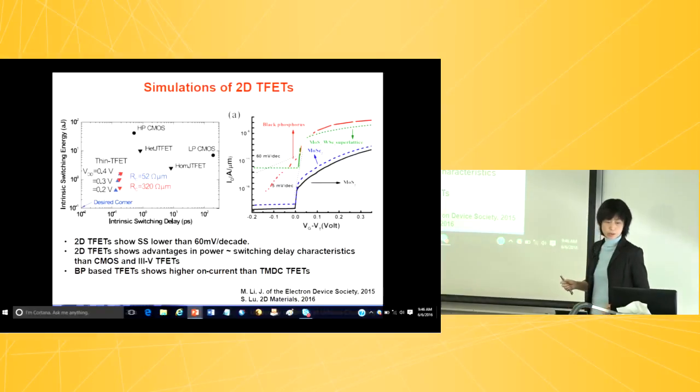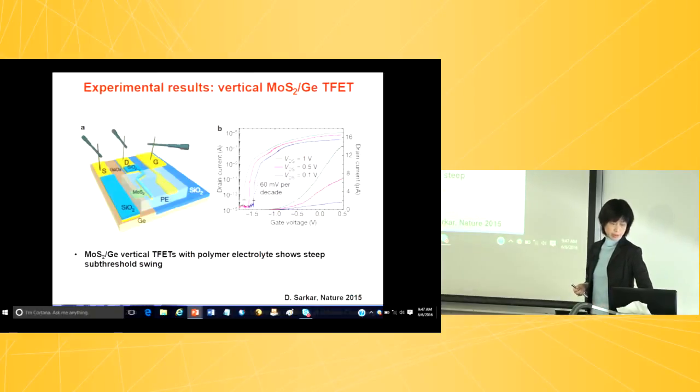This is a theoretical simulation. In a real device, it's much more challenging to actually realize this steep subthreshold swing and high on current. That depends on many extrinsic factors, like how many gap states are in these materials, and how good the contact is. Recently, there is one experimental demonstration of 2D TFET. This TFET is built based on MoS2 on germanium with liquid ion gating, electrolyte gating. So this vertical TFET shows a subthreshold swing much lower than 60 millivolt per decade and relatively high on current. So this indicates it's possible to make a 2D TFET.